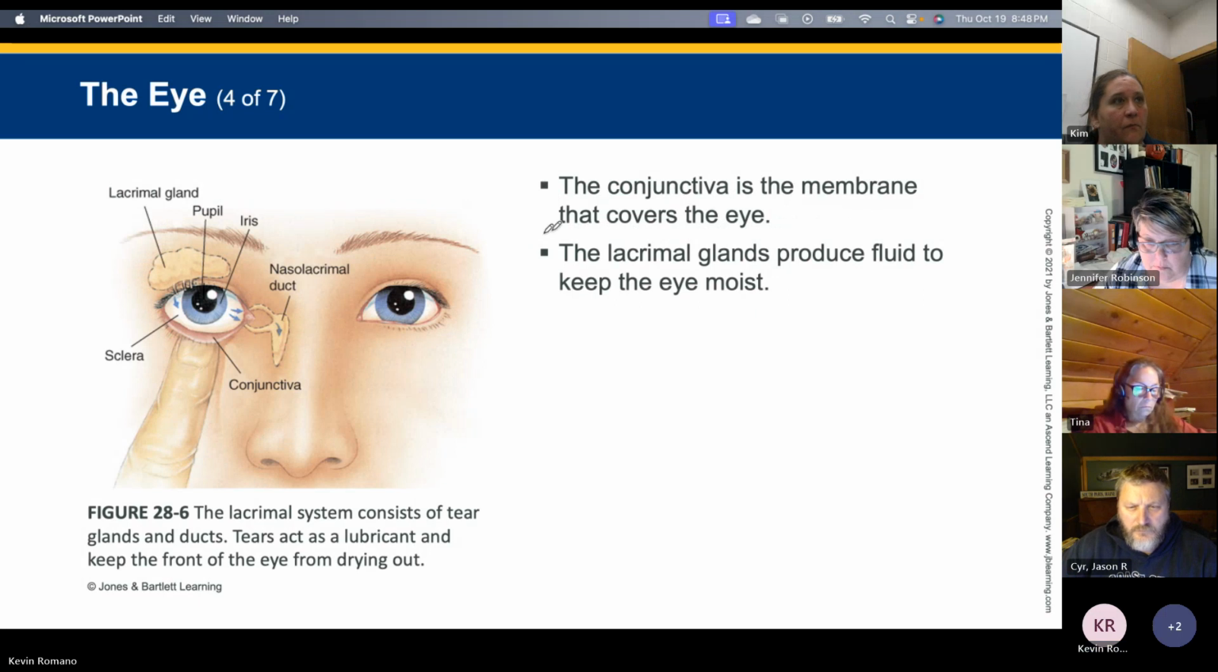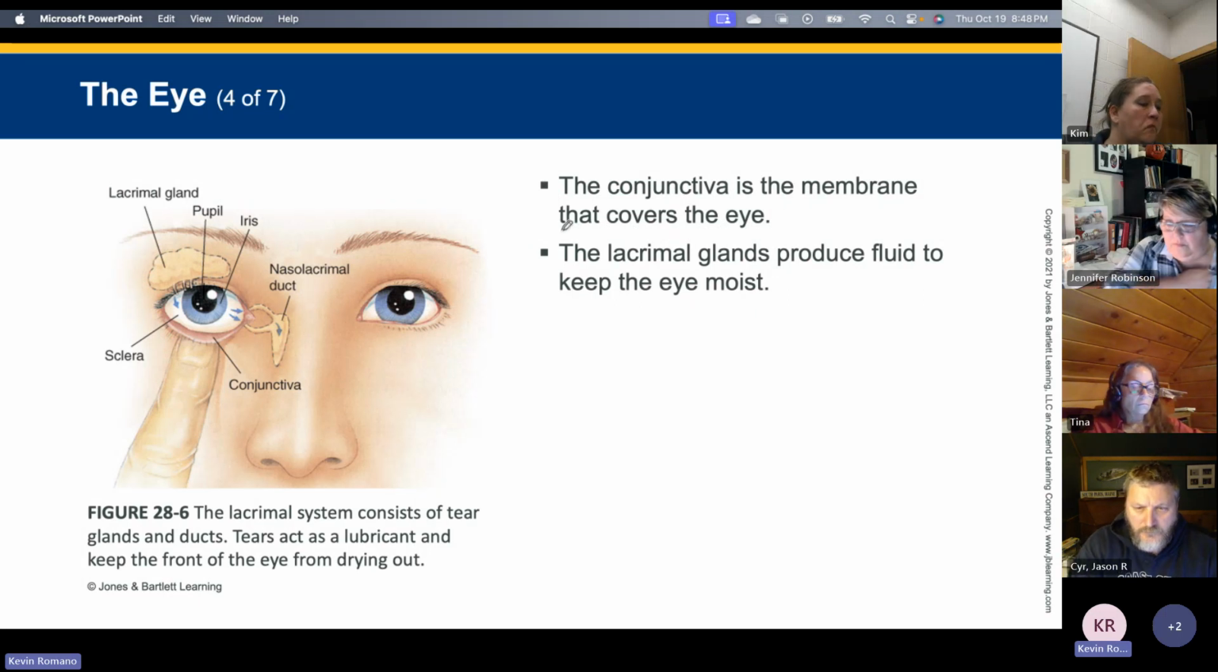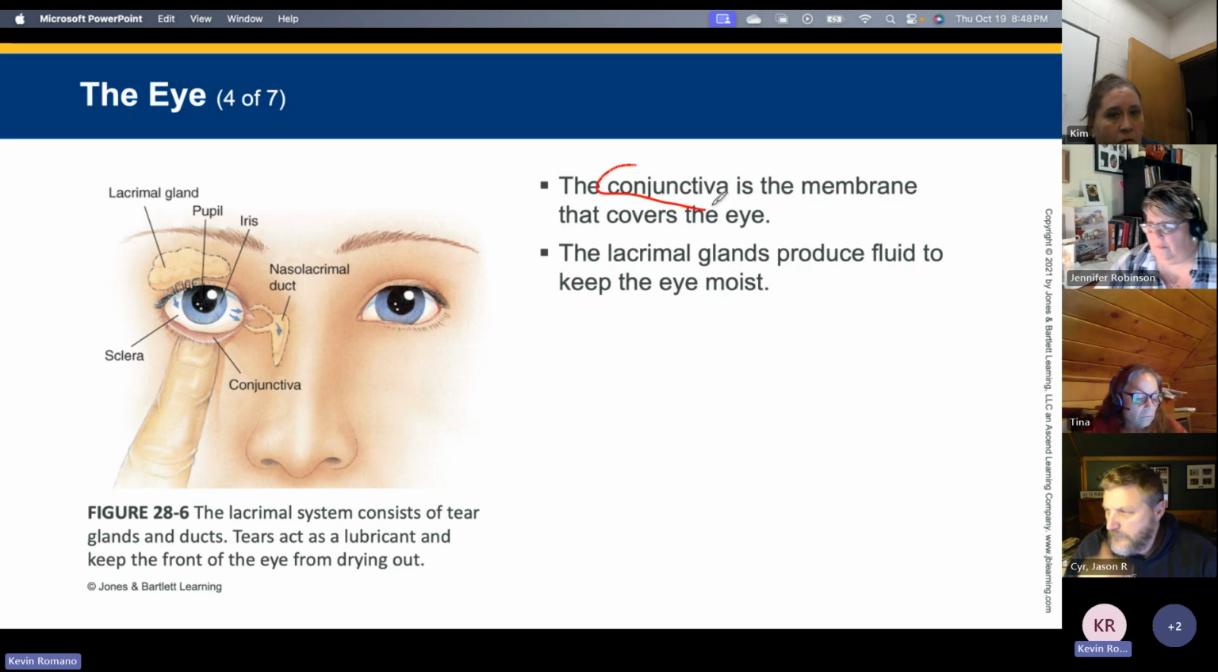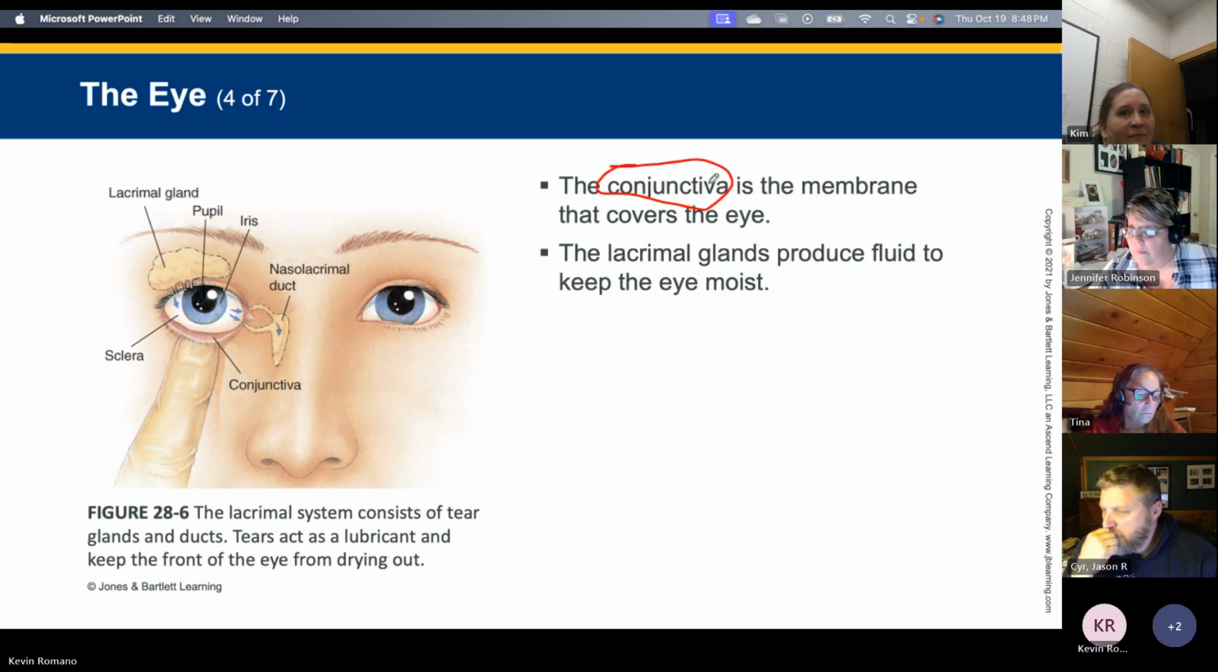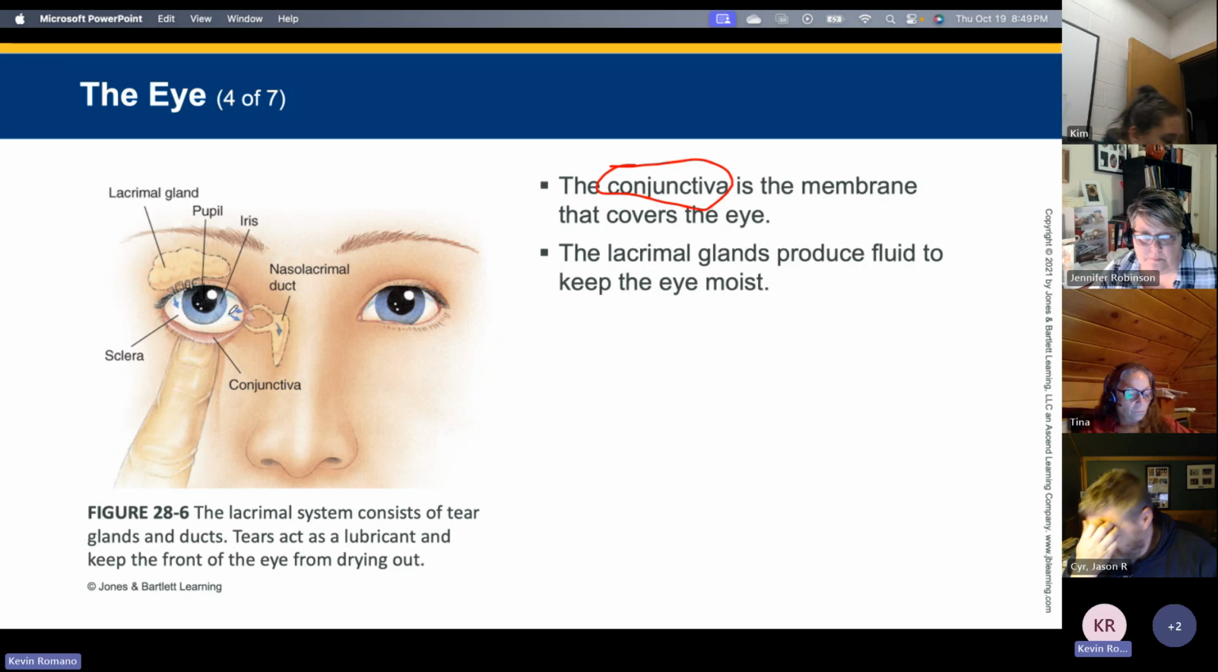The conjunctiva is a membrane that covers the eye. What disease would involve the conjunctiva? Conjunctivitis, which is an inflammation of the conjunctiva, causing that very contagious fluid that comes out of the eye and can cause anybody else to get it.